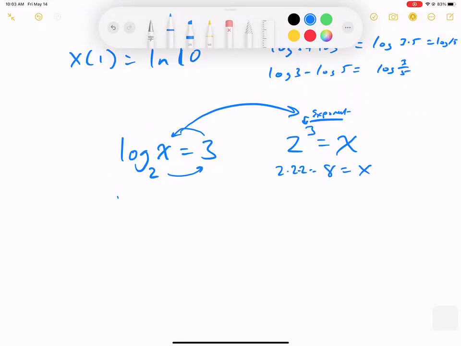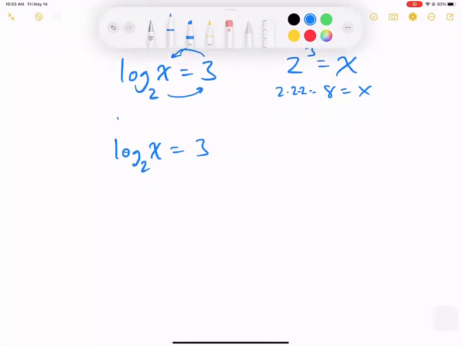But that's you memorizing the identity. Let's talk about the algebraic approach today. How can I solve this with the algebraic approach? And what can I do to both sides to clean this up? So let's go ahead and rewrite the problem. Log base 2 of x is equal to 3.